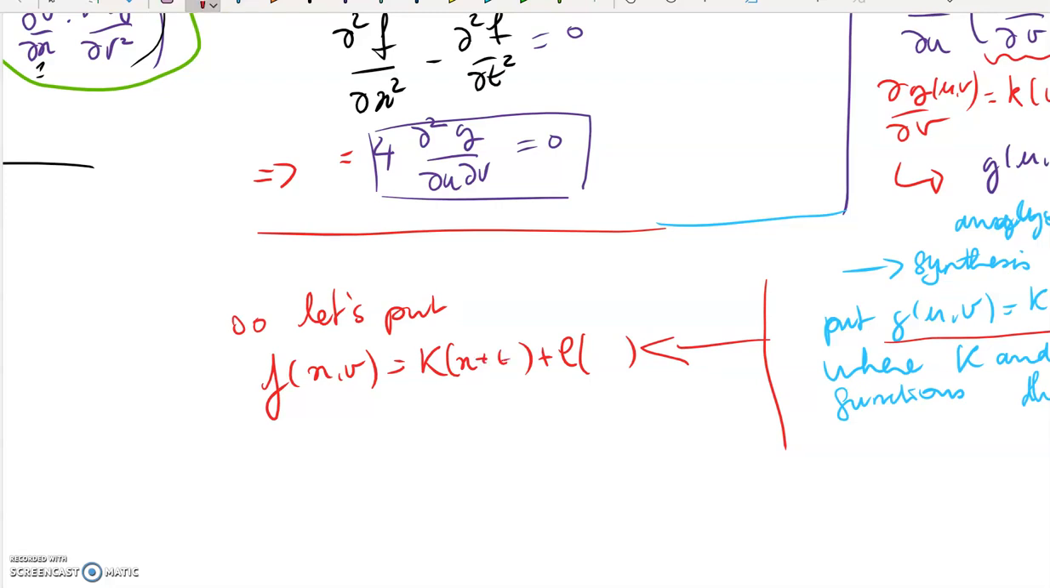K(x plus t), L(x minus t), where K and L are any arbitrary functions of class C1. I mean, I need them to be continuous in order to perform some integration. Again, they are some arbitrary functions.